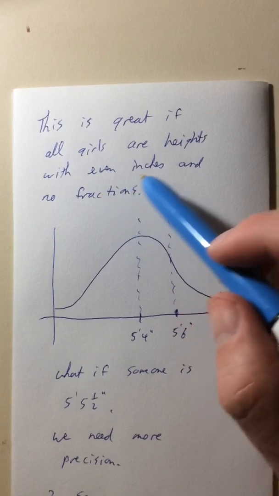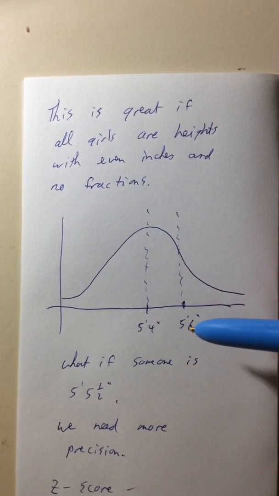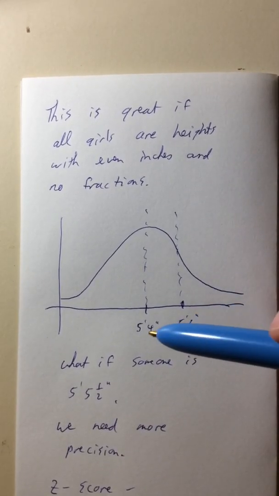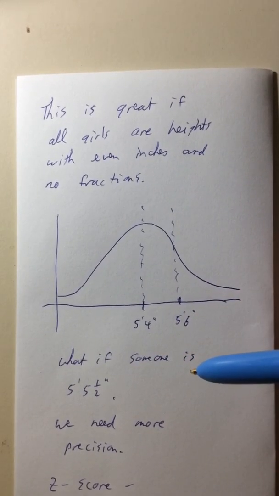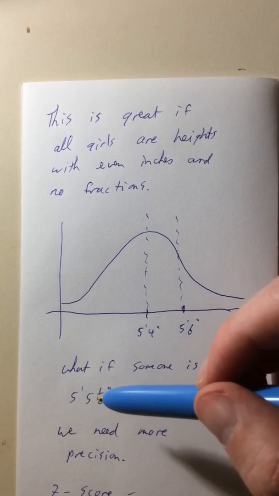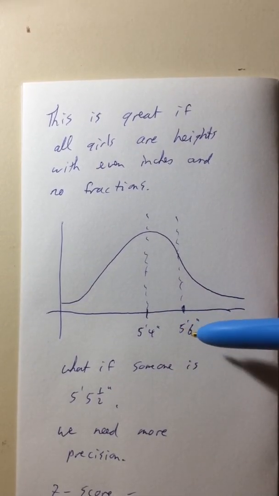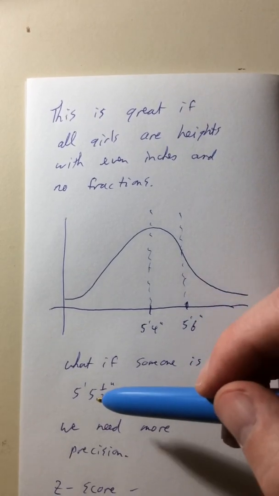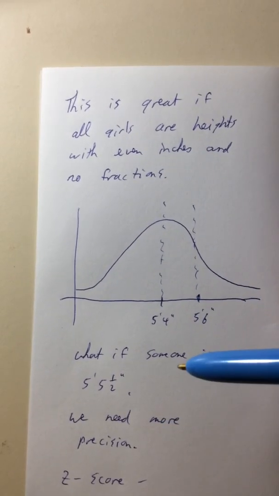So this is great if all the girls are heights with even inches and no fractions. So if you're 5'4", or 5'6", or 5'8", good, easy. We just go back to that chart that we had just a minute ago, and you're all good. But what if someone is 5 feet 5.5 inches tall? Well, what we need to do is figure out how many standard deviations she is above the mean. Well, we know that someone who's 5 feet 6 inches is 1 standard deviation above the mean because the standard deviation is 2. Well, this person's only 1.5 inches above the mean, so where are they? Well, we need to figure that out.